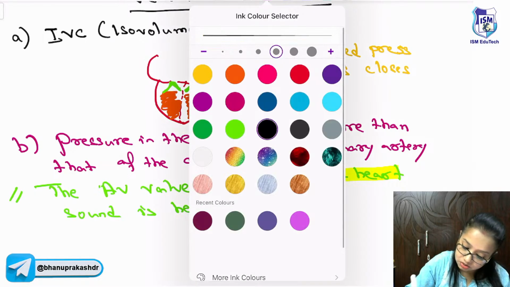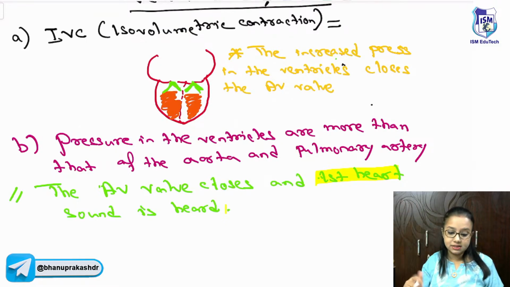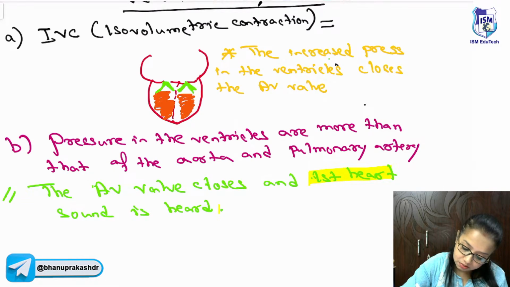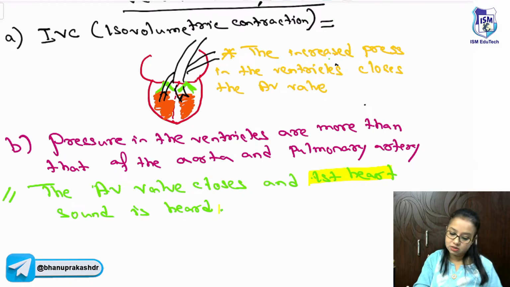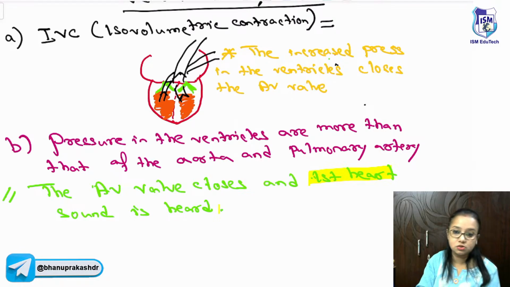What was the scenario of the semilunar valves right from the protodiastolic end stage itself? The semilunar valves were closed. It was closed on both the sides, right? So now again you see the AV valves are closed. The semilunar valves were closed from the protodiastolic phase only, right?